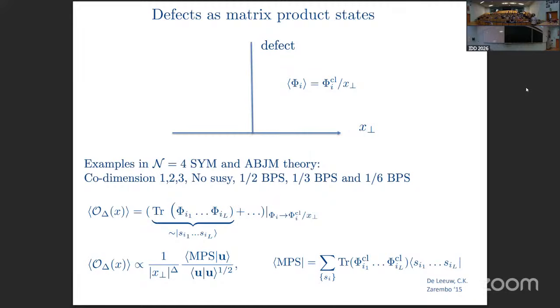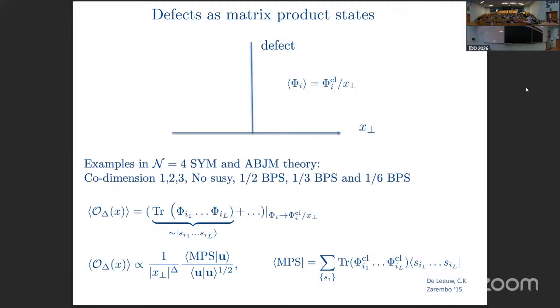And there are many examples of such defects which can be represented by matrix product states. There are examples in this 4-dimensional N=4 super Yang-Mills, but also many examples in its 3-dimensional cousin, ABJM theory. And they can have various codimensions, 1, 2, and 3. They can have various amounts of supersymmetry, no supersymmetry, or they could be half BPS, 1/3 BPS, or even 1/6 BPS.